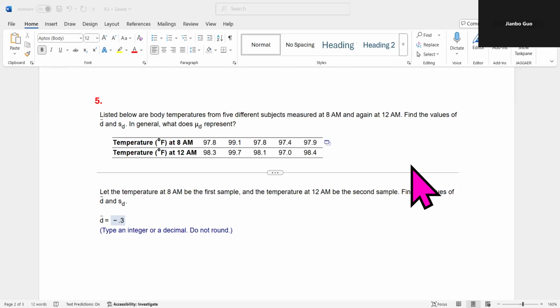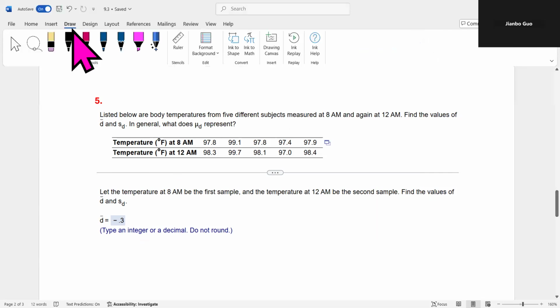Hello class, in this video I'm going to show you how to find the D bar and S sub D when we test the claim regarding two dependent samples. Firstly, we need to understand what D bar and S sub D represent, those two notations. We are given two samples and the requirements are met because temperature follows a normal distribution. Temperature is normally distributed, so even if the sample size is small, it is okay.